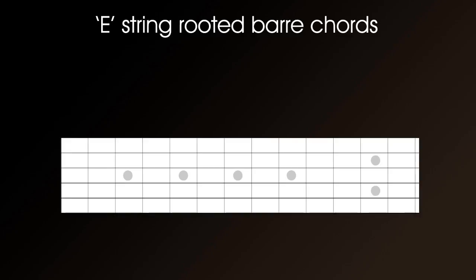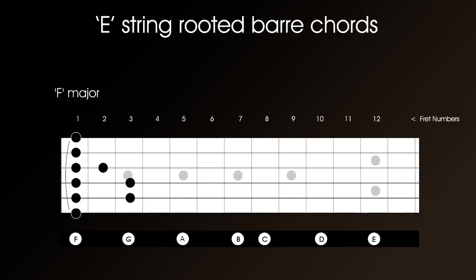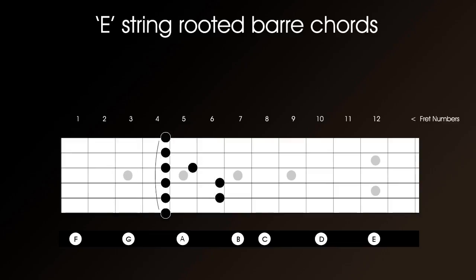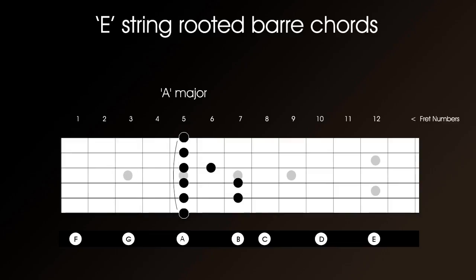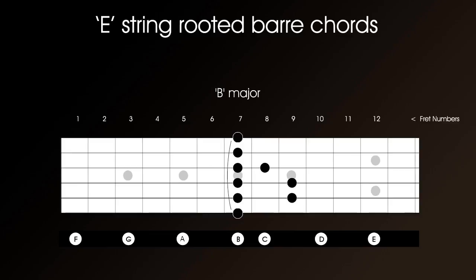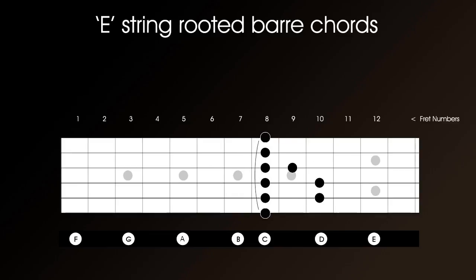For example, using the major chord shape in the 1st fret makes an F major, in the 3rd fret a G major, in the 5th fret an A major, in the 7th fret a B major, in the 8th fret a C major, and in the 10th fret a D major.